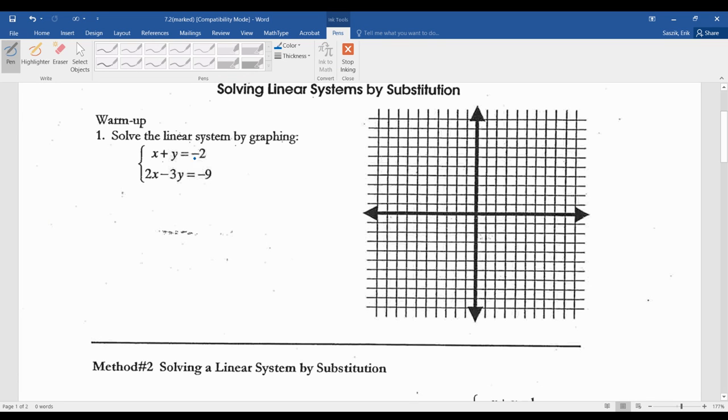Okay, this first equation, remember, solved by graphing, you would want to have y equals. So we would subtract x from both sides. We would get negative x minus 2. So there's the y-intercept. Slope is -1, so it's down 1 over 1.